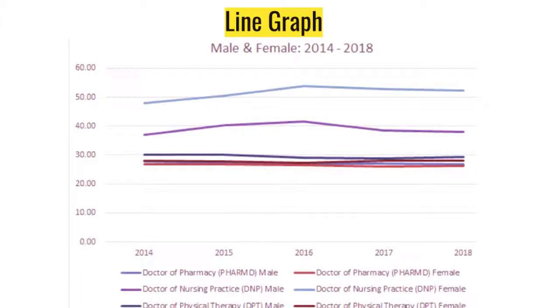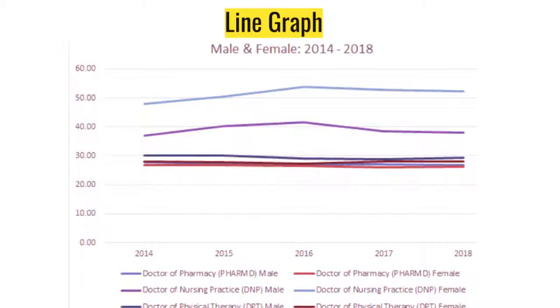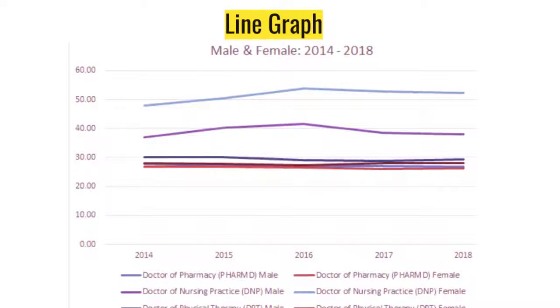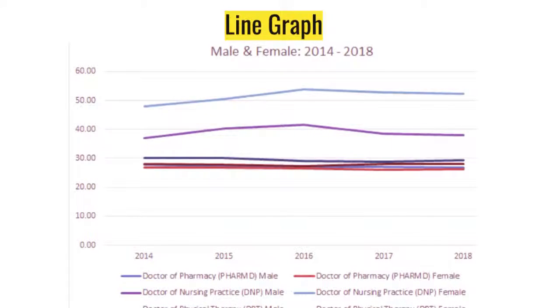So the first graph we have is a line graph for the doctor programs here at UNM. It is broken up into multiple categories, specifically pharmacy, nursing, and physical therapy. It is then further broken up by male and female. This graph's audience then shifts to those in charge of the doctor programs here at UNM or those currently enrolled and looking to enroll in these programs.